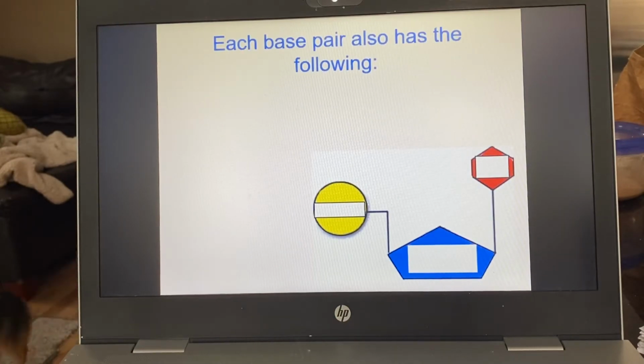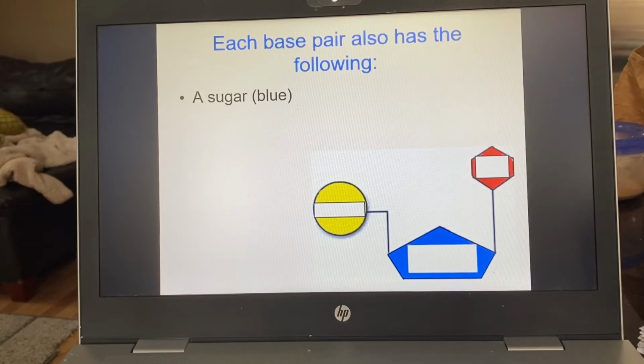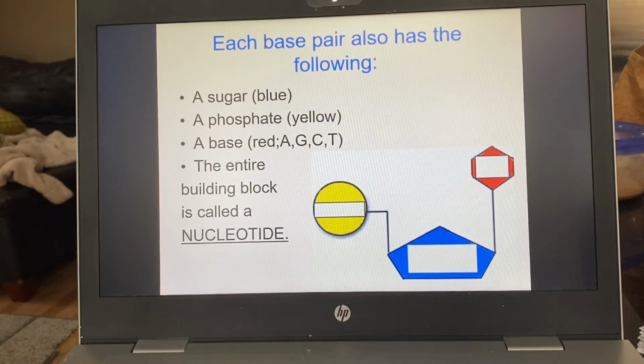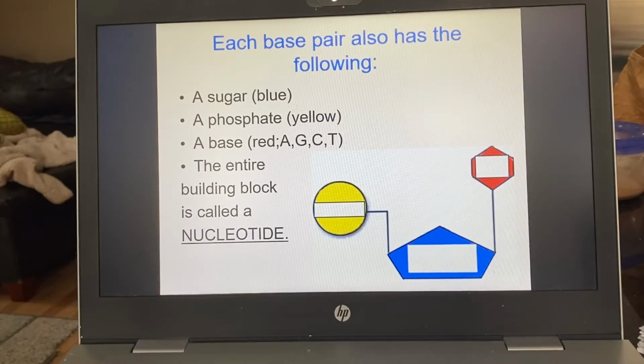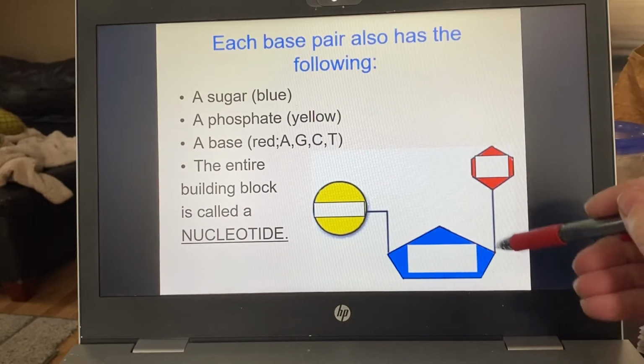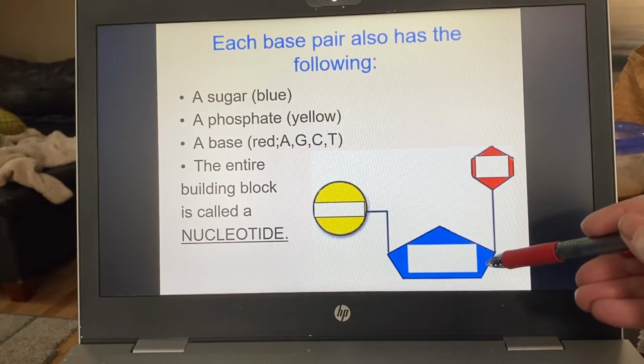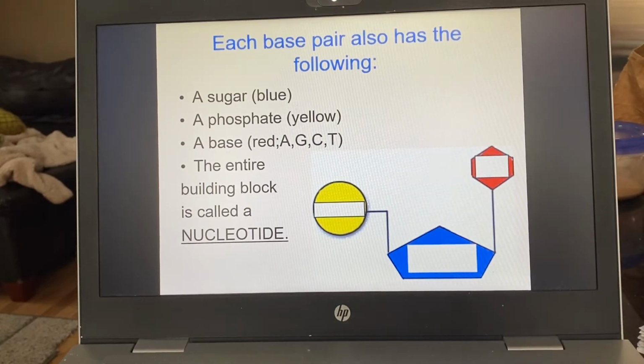So when we talk about the building blocks, which I referred to as a base, the base pair is made up of a building block called a nucleotide. And a nucleotide is made up of the following components. So it has a sugar component, which is shown here in blue. In DNA, it's deoxyribose. In RNA, it's just ribose.